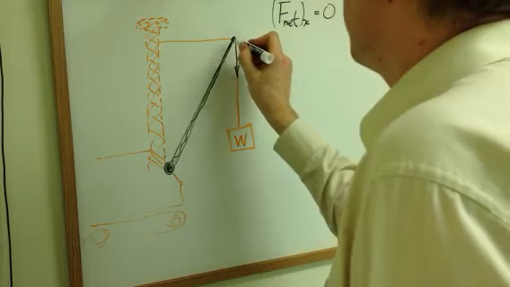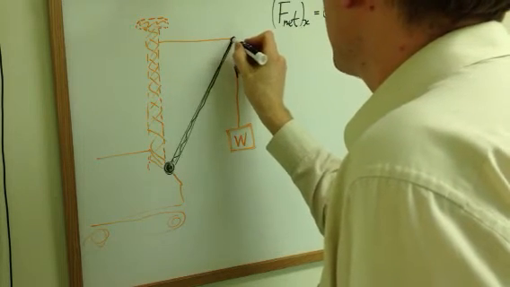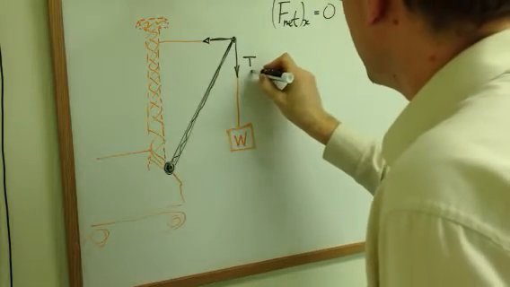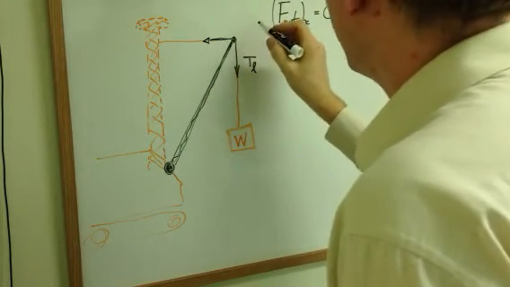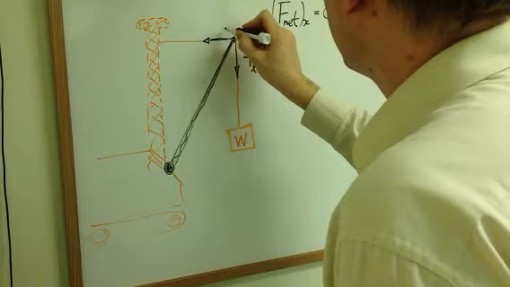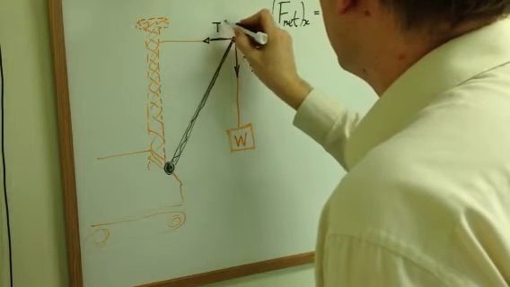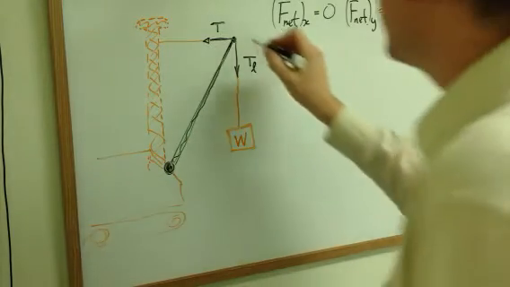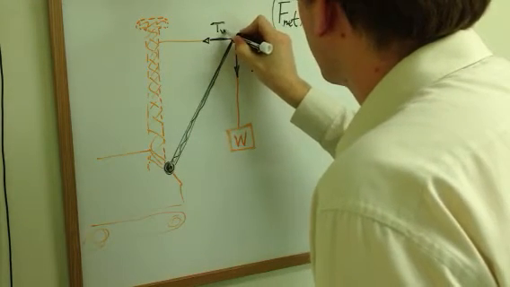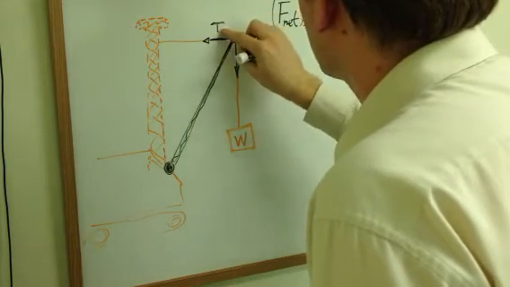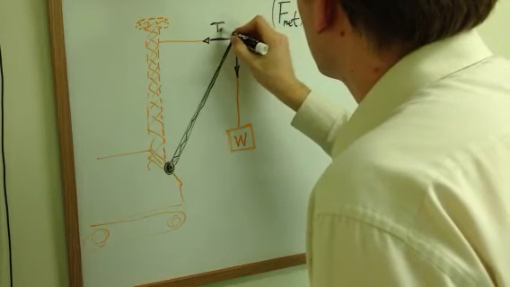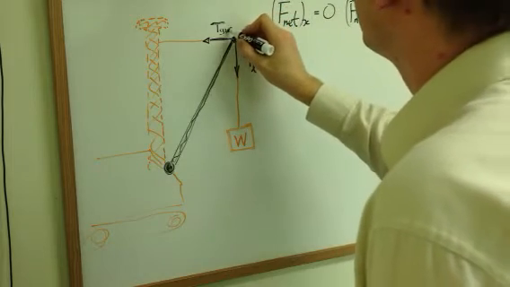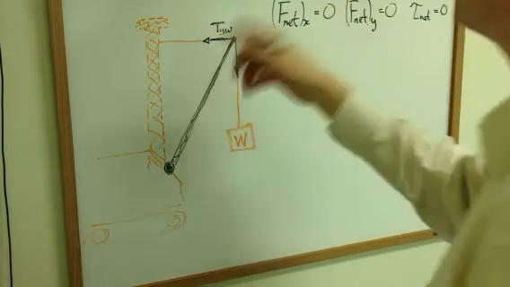And then there's going to be a tension here. I'll call this tension load. I'm going to call this tension guy wire, or tension wire, T_GW. So the question is, what is this tension?